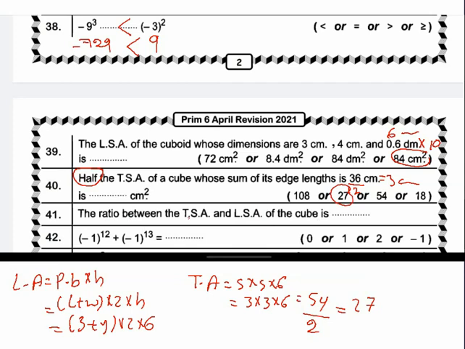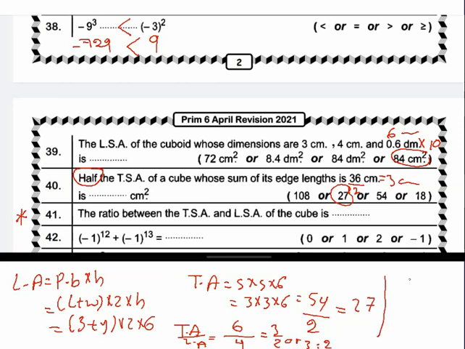The ratio between total surface area and lateral surface area of the cube. This question is very important. Ratio between total surface area and lateral surface area. Ask yourself, how many sides of the total area? 6. And how many in lateral area? 4. By putting them in your calculator, the answer will be 3 over 2, or 3 to 2.